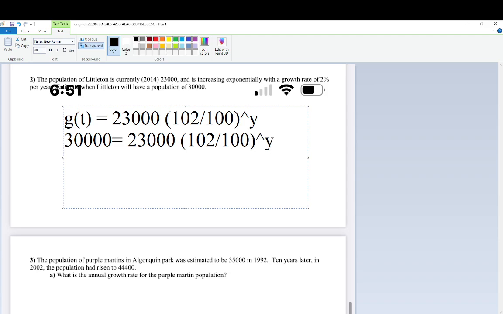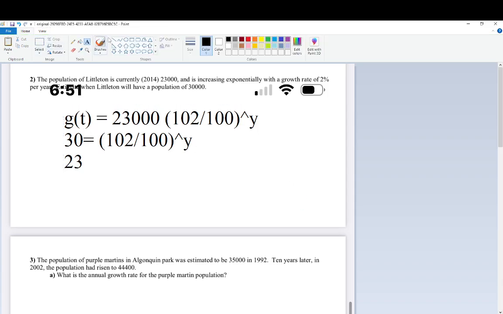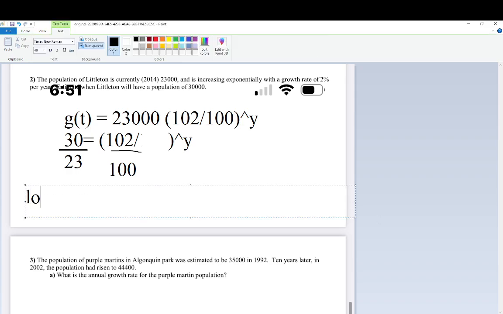So you take the 102 over 100 to the exponent of y. You divide both sides by 23,000. On the left side, these zeros all cancel, and I get 30 over 23 is equal to 102 over 100 to the power of y. The only way to solve this is to take a log of both sides. So you get log of 30 over 23, and you can take ln too, doesn't really matter, equal to log of 102 over 100 to the power of y.